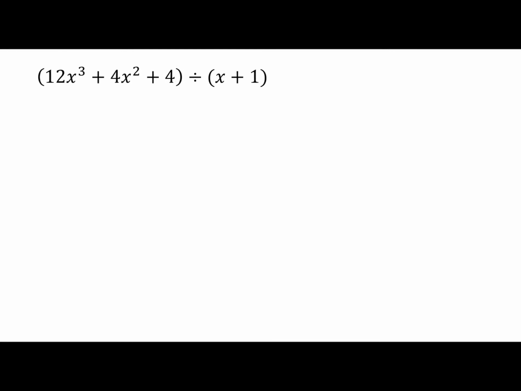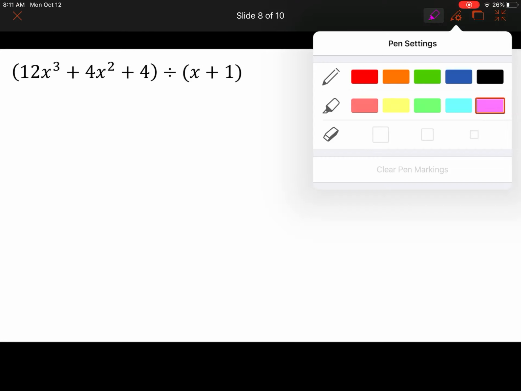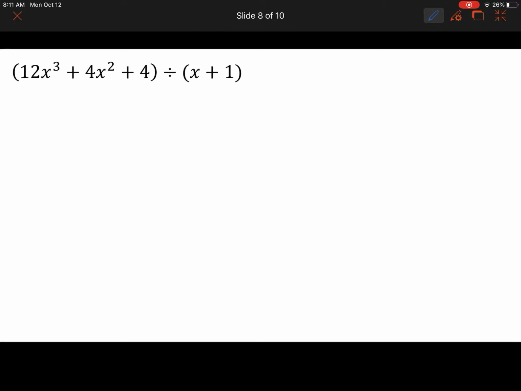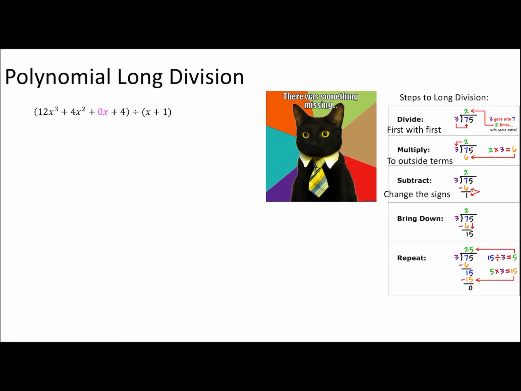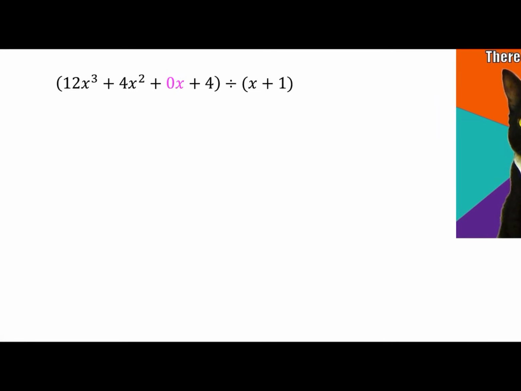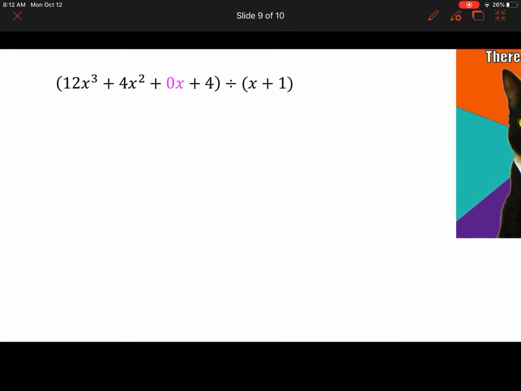Okay, here we go. Here is a situation where we have some missing terms, so we have to figure out what to do with those. Missing terms, so we have the x cubed, x squared, but we're missing the x term. So any missing terms you have, when you fill those out, 12x cubed, we have an x squared, but we're missing the x term, so we fill that in with a 0x. Actually, I think that they fill it in for us. There we go, yes. So fill it in. If there is something missing, make sure you fill it in with the 0x, and then we go from there.